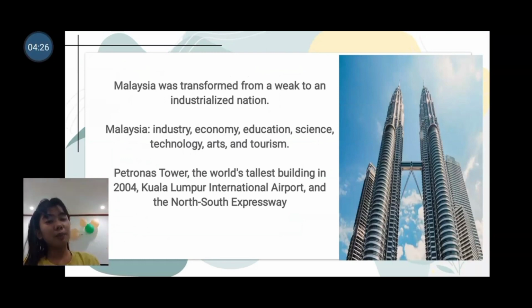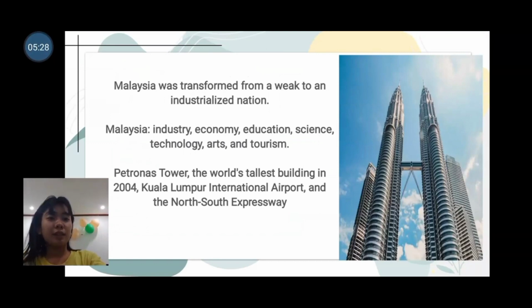So they have industry, economy, and education, because people there are willing to study to become professionals or to have a proper job. And also they have science subjects and technology. So they have the technology to make their life easier or to create things with the help of technology. And they have the arts, and also tourism in their country, so they can promote their beautiful destinations in Malaysia.